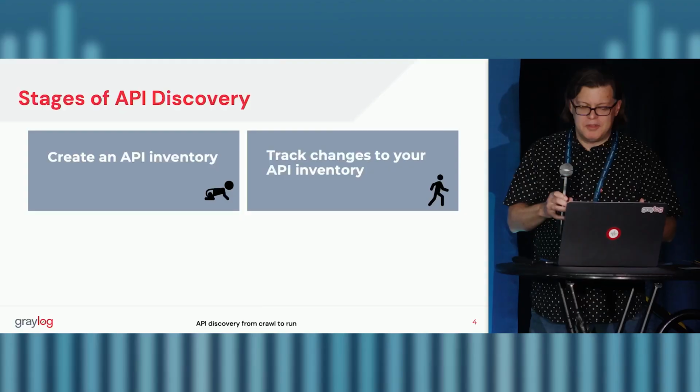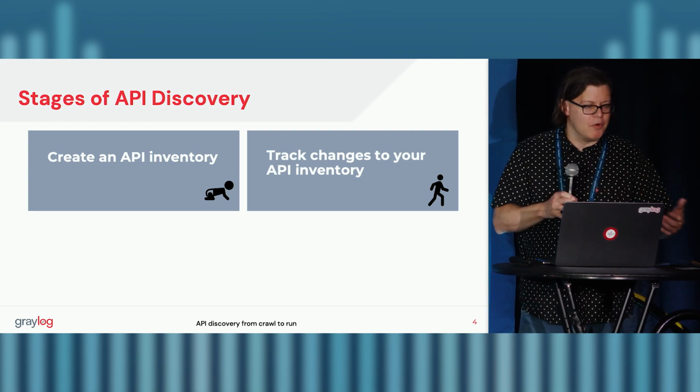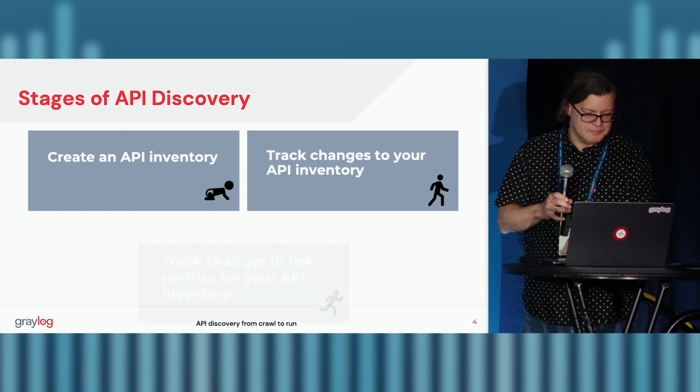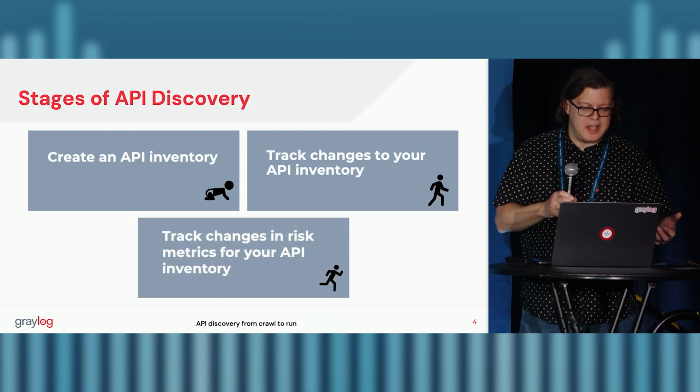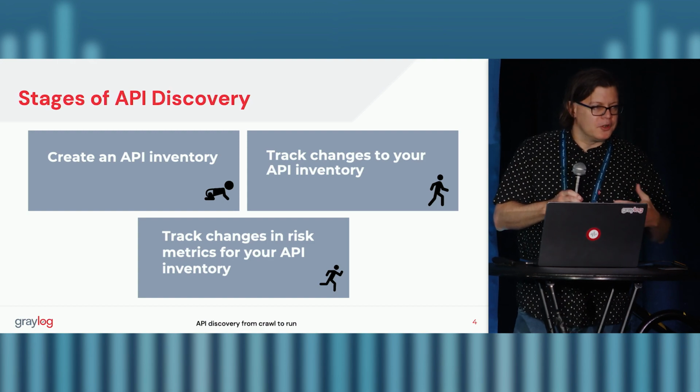The walk step, then, is to track changes to that inventory over time as you go. And then the run stage is to track changes in risk. So you're not just talking about how many APIs changed, but you're now able to prioritize that to say these are the things that likely have the greatest impact on our security posture, and let's focus on those things first.